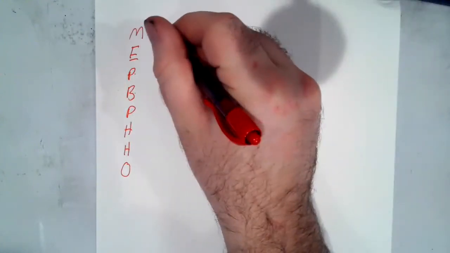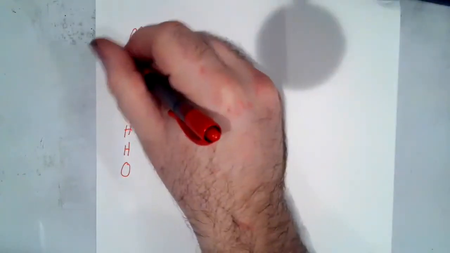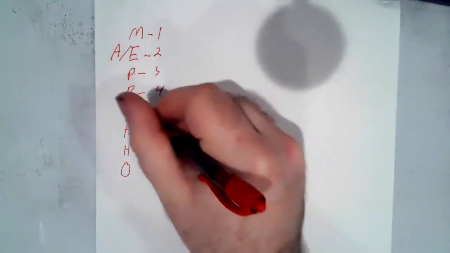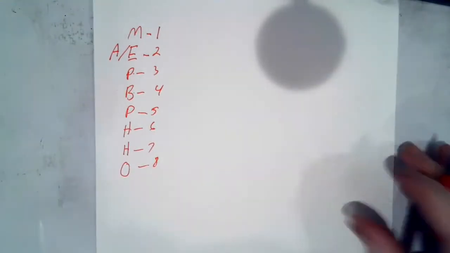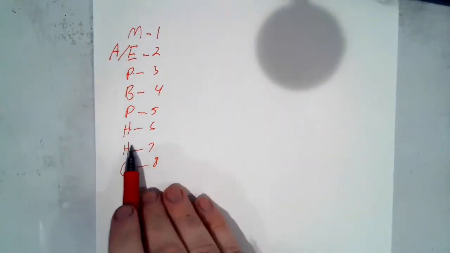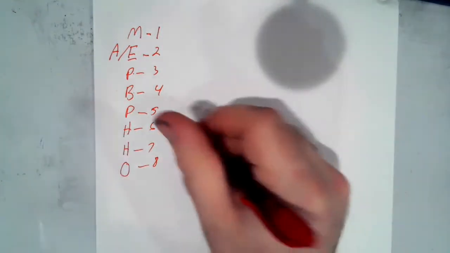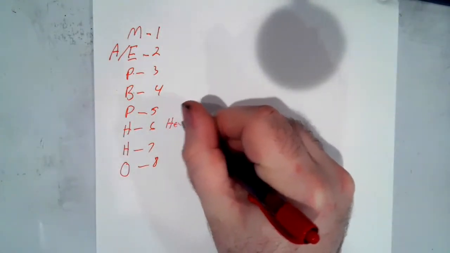Well, this means that anything that's starting with an M has 1 carbon. Anything with an E or an A has 2 carbons. P is 3, and 4 and 5 and 6 and 7 and 8. Now, where students tend to get mixed up is these two right here, right? H and H. Well, this would be hex and this would be hept.